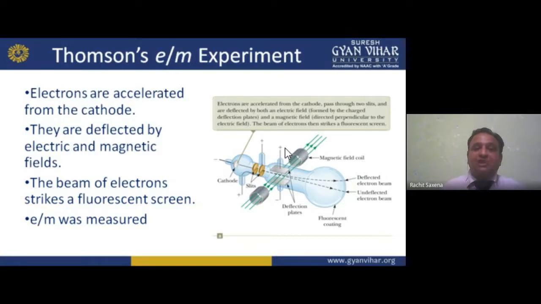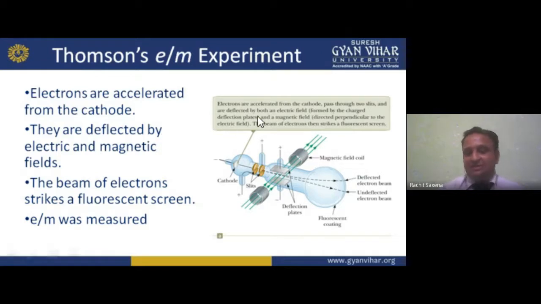So electrons are emitted from the cathode. It is basically a cathode ray tube with a fluorescent coating. Now electrons are accelerated from the cathode. They are deflected by electric and magnetic fields. Two fields are there. The beam of electrons strikes a fluorescent screen, and by measuring this we can measure the e by m.